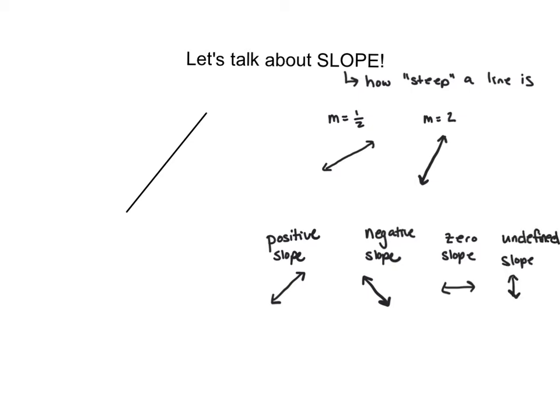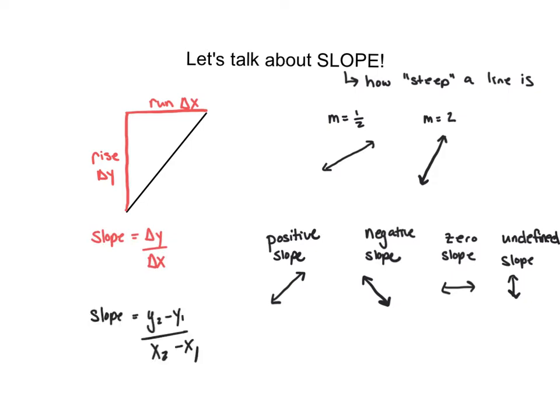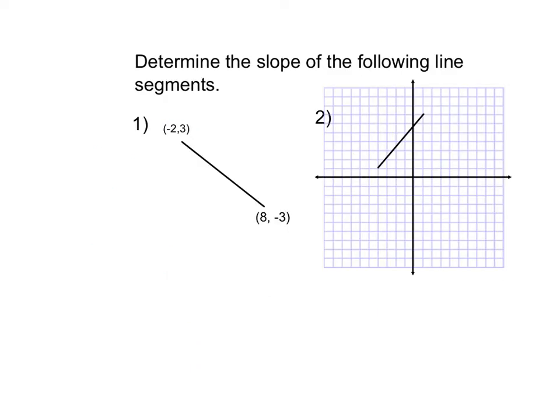We can find slope a couple different ways. We can find slope by drawing a slope triangle, or we could find slope by using the slope formula. We'll look at examples of the slope triangle and the slope formula in the next slide. So let's find the slope of these segments.